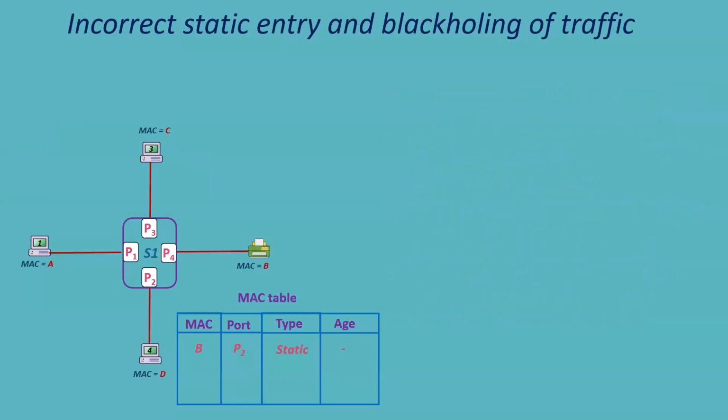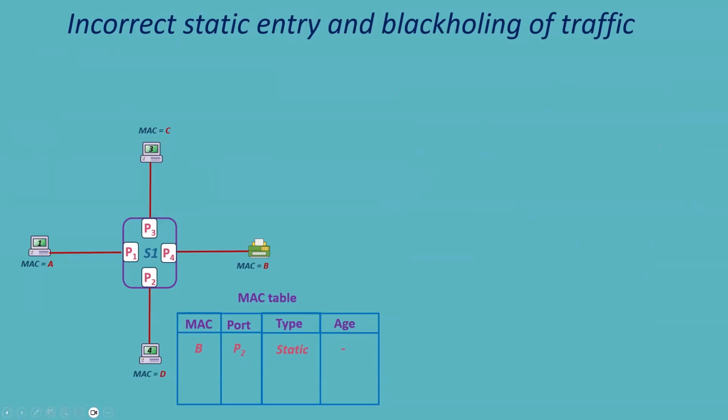Okay. Now assume that in this case, what I've done is deliberately swapped the place of the printer, kept the MAC address the same as what it was, B, but changed the port on which it was earlier connected to port P2. I've swapped the place of the printer and PC4. But what I've not done is modify the entry in the MAC table. So the MAC table still points that MAC address B is on port P2, which is incorrect.